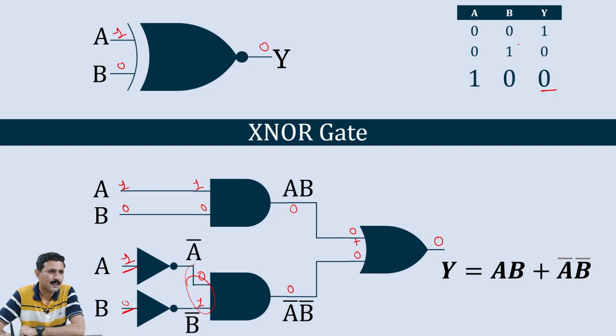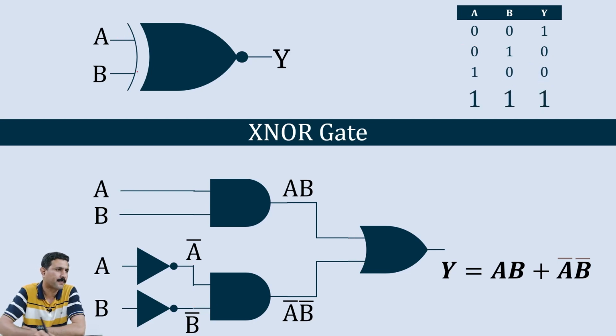So from this understanding, it is clear that when both the input to this XNOR gate is different, the output is 0. And now we'll see what happens when both the inputs are 1.